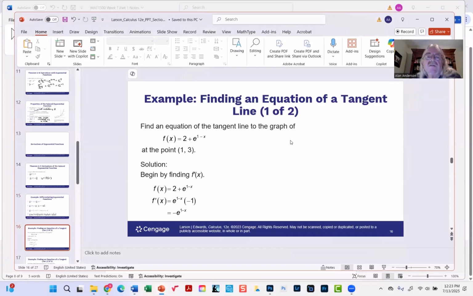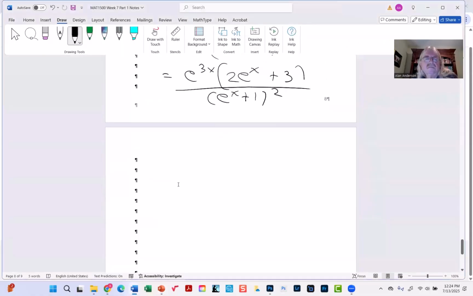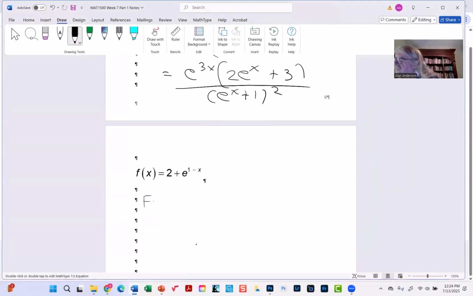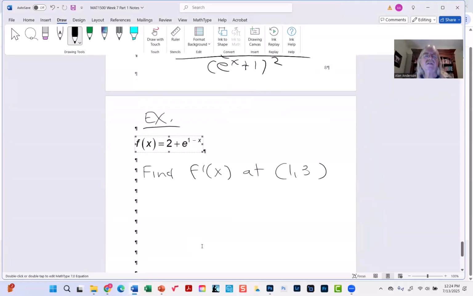Now, it says find an equation of the tangent line to the graph. And of course, we know this means take the first derivative at the point 1, comma 3. All right, so let us consider now f prime of x. Clearly the 2 has a derivative of 0. What's the derivative of e to the 1 minus x?